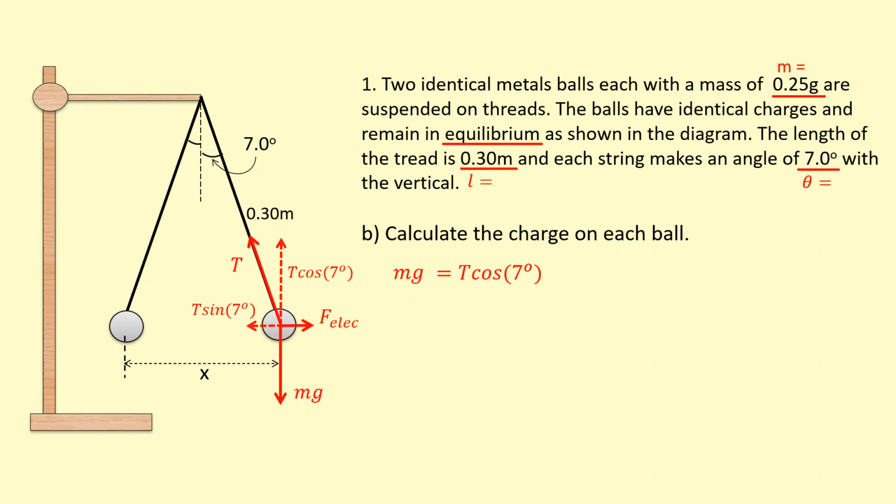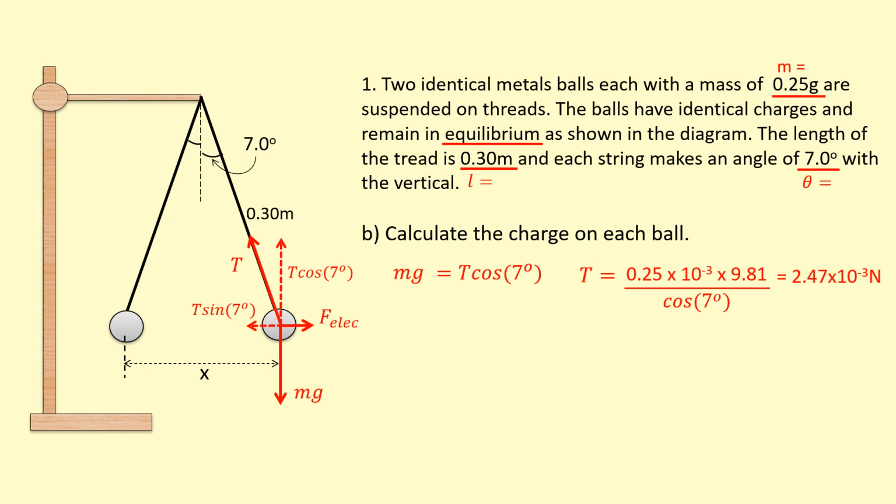Now, I know all these numbers, so I can actually work out the tension T. So T is going to equal mg, which is 0.75 times 10 to the minus 3, so turn the grams into kilograms, that's the standard unit for mass, times 9.81, which is g, divided by cosine 7 degrees, making sure your calculators are in degree mode. Okay, that gives you the tension along the string there.